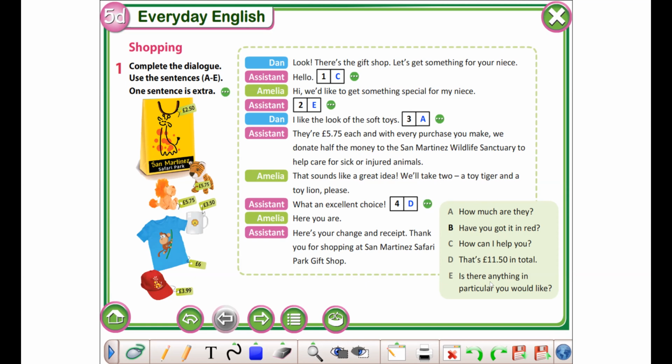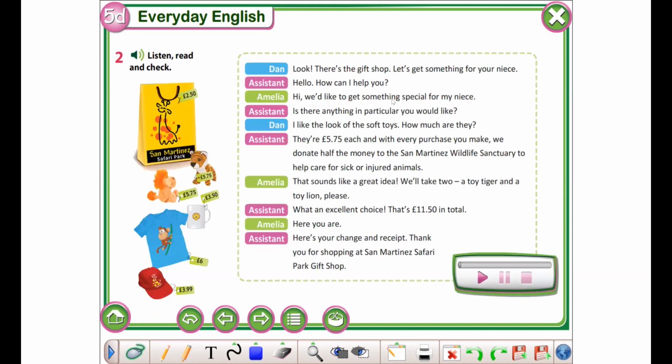There was one extra sentence. Okay, so that was the conversation of people shopping in what kind of shop? It's a gift shop. Yeah, that's right. Okay, and now let's listen to the whole recording. Listen carefully.